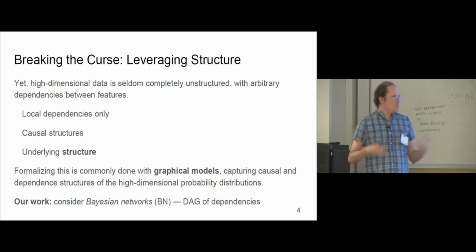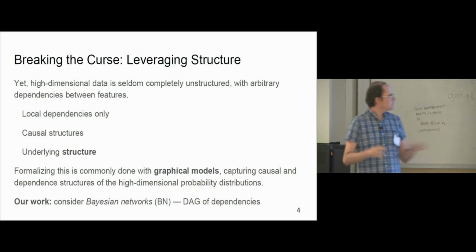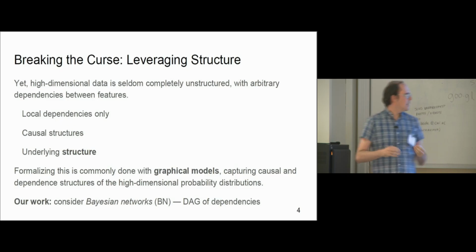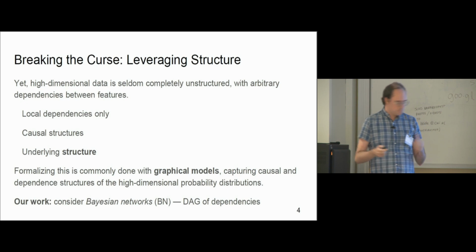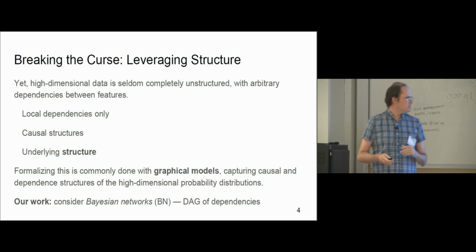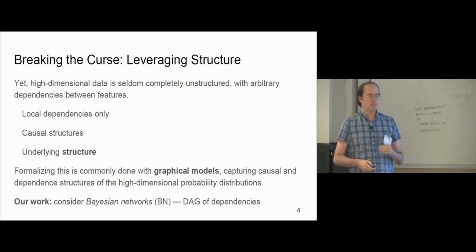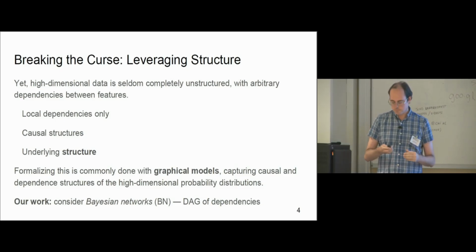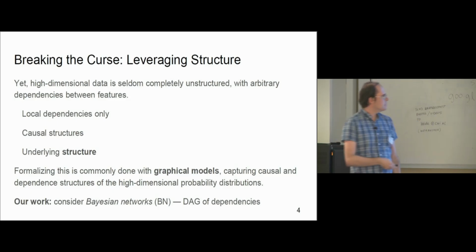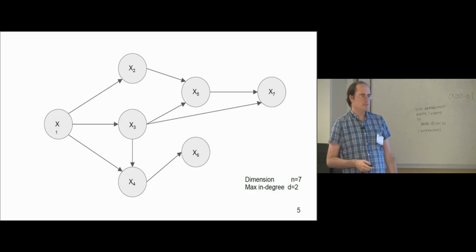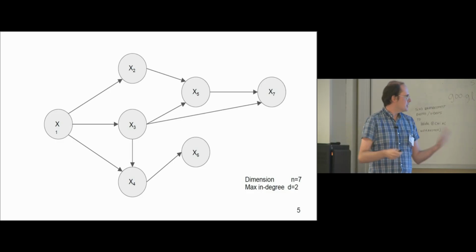So, if our data is structured, typically we consider the case when we have local dependencies, when some coordinates which represent some feature are related to some other things, and we can represent this using a graphical model. In particular, we're going to be considering Bayesian networks, where the data has some causal structure. And so what you'd have is a directed acyclic graph, where each node represents a variable with coordinates in your high-dimensional data.